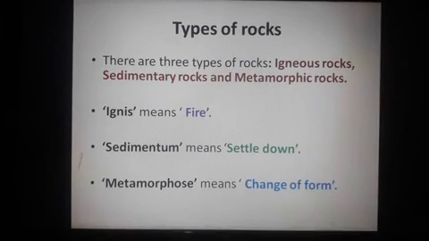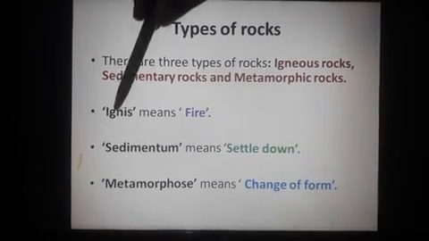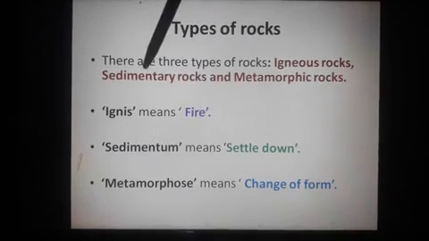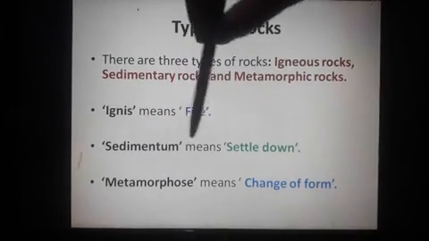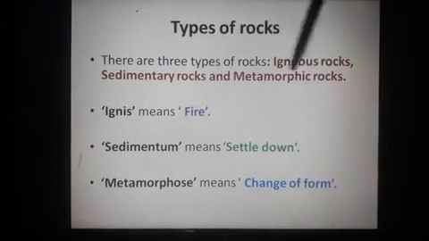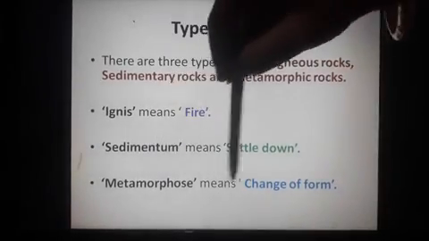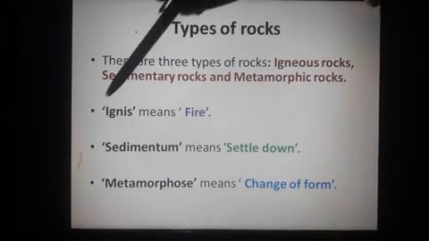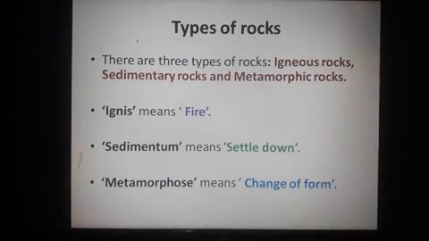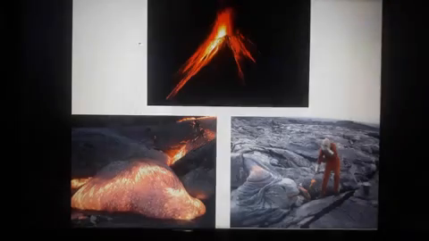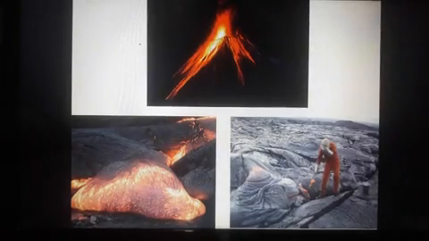Now come to the word meanings. Igneous comes from ignis, which means fire. For sedimentary rocks, sedimentum means settle down, and for metamorphic rocks, metamorphose means change of form. So look here, ignis means fire. So first we are going to learn about the igneous rock.